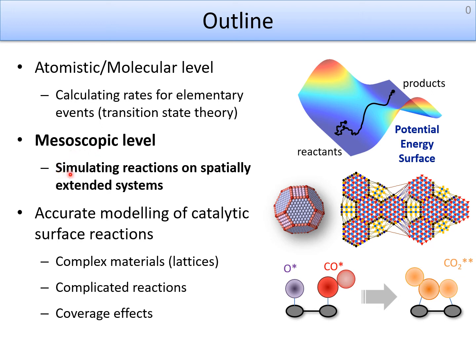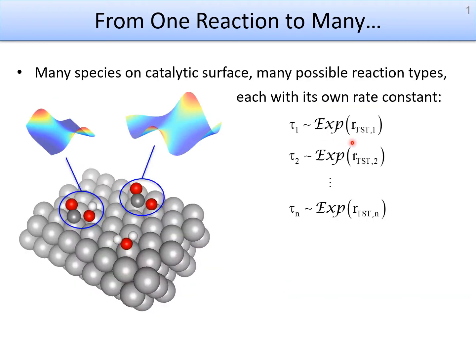We continue by discussing the simulation of reactions on spatially extended systems at the mesoscopic level. So in the previous part, we learned about the formulation of the reaction rate constant from transition state theory, which allows us to calculate the reaction rate from transition state theory and also using mass action law. Now, what if we have more than one reaction? Sometimes these are referred to as reaction channels.